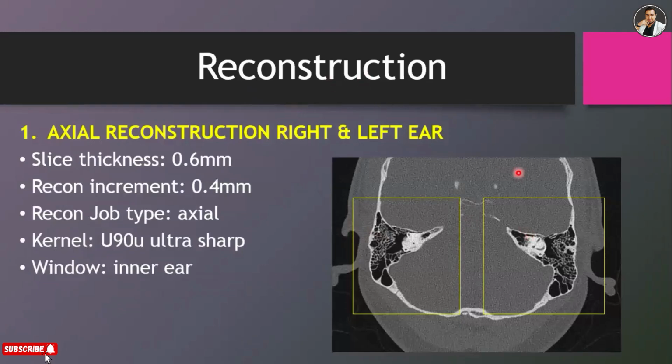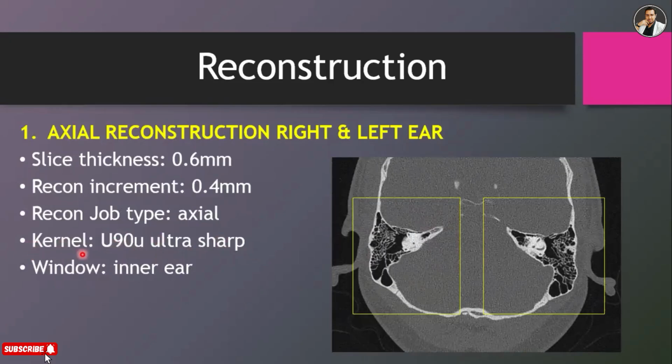Now we will reconstruct. As we get the axial image, we plan the reconstruction slices separately, one for the right ear and one for the left ear. The reconstruction slice thickness will be 0.6 mm and increment 0.4 mm. Reconstruction will be first axial, and the kernel is U90, ultra sharp.